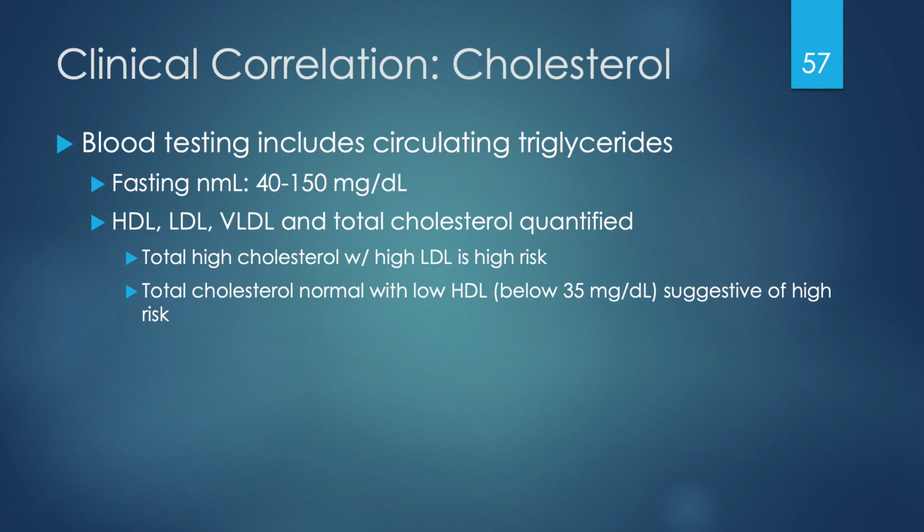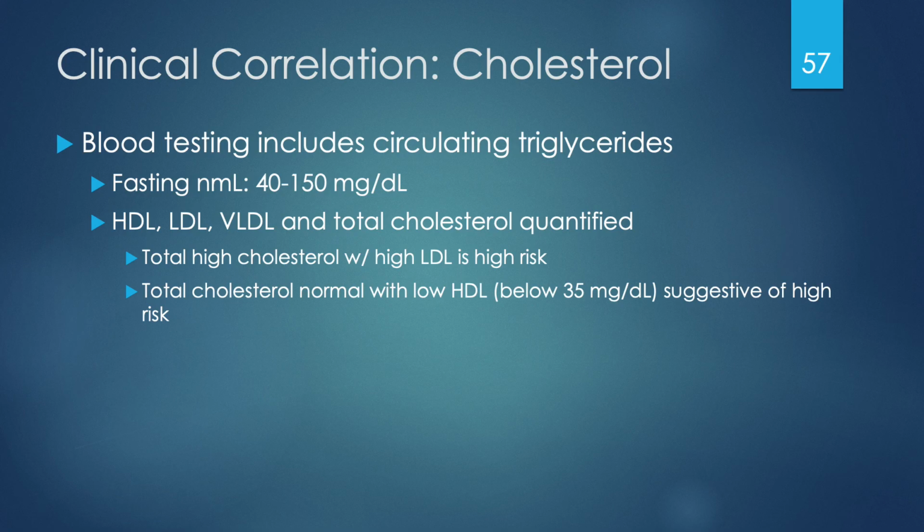We want the total cholesterol value, but we also want to break down what the amounts are of high-density lipoproteins, low-density lipoproteins, and very low-density lipoproteins. Because these different lipoproteins have different functions, it's important to know the levels of each. Somebody comes in to get this testing done, and they're expected to have been fasting. If they are, then a normal range would be between 40 to 150 milligrams per deciliter.